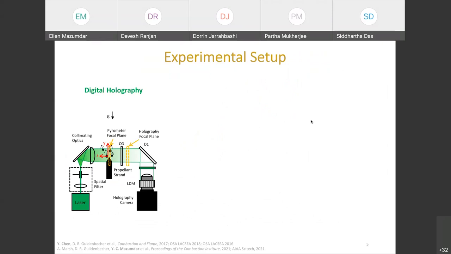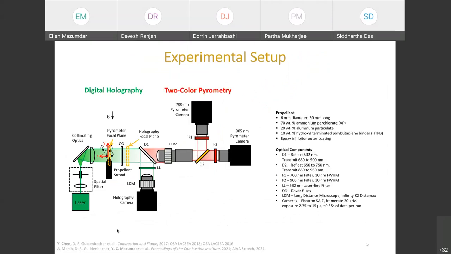So in order to do that, we constructed a bunch of different diagnostic techniques. The first one that I'll spend some time discussing is digital inline holography. So what we do here is we pass a laser through the propellant field, the combustion field, and we pass it directly into a camera, and the camera collects the information for the hologram. And I'll talk a little bit more about how holography works, in case you're not an expert in that area.